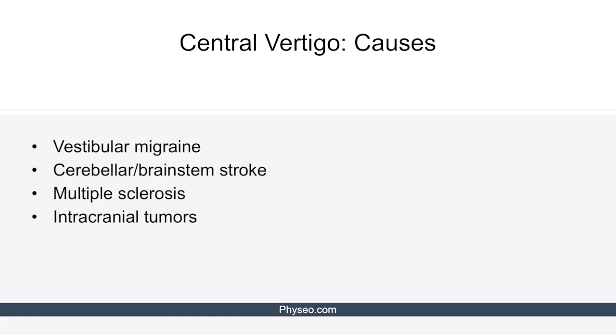Let's talk about the causes of central vertigo. Vestibular migraine can induce central vertigo. Additionally, cerebellar and brainstem stroke can damage vestibular nuclei, inducing central vertigo. Multiple sclerosis causes central vertigo due to demyelination of the central nervous system. Finally, intracranial tumors can affect the vestibular nuclei or cerebellum, causing central vertigo. This is certainly not a comprehensive list of causes of central vertigo. However, these are conditions most commonly tested on USMLE Step 2 CK in the context of vertigo.